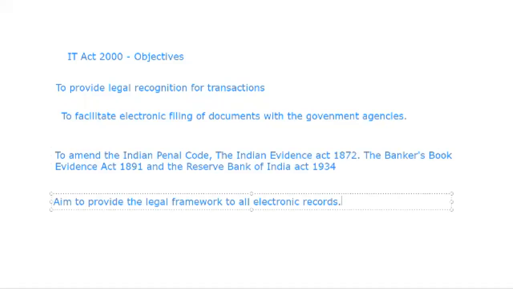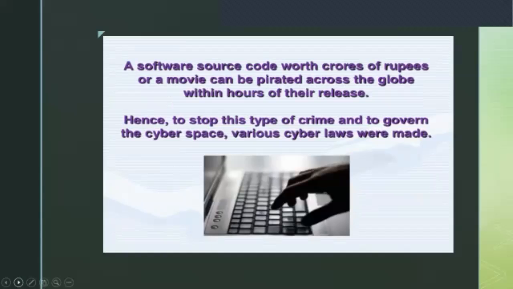Let us again look at it in short. The cyberspace enables a software source code worth crores of rupees or a movie to be pirated across the globe within hours. See, the effect is so fast. Hence, to stop this type of crime and to govern the cyberspace, various cyber laws were made.